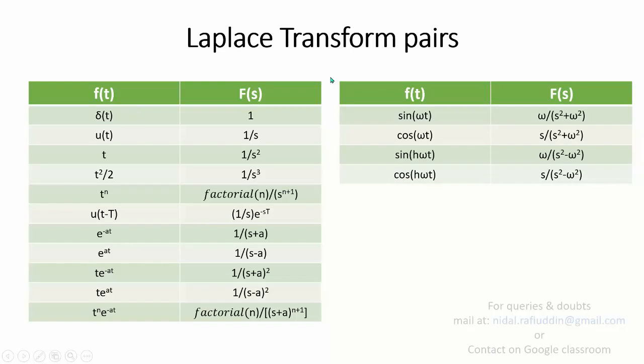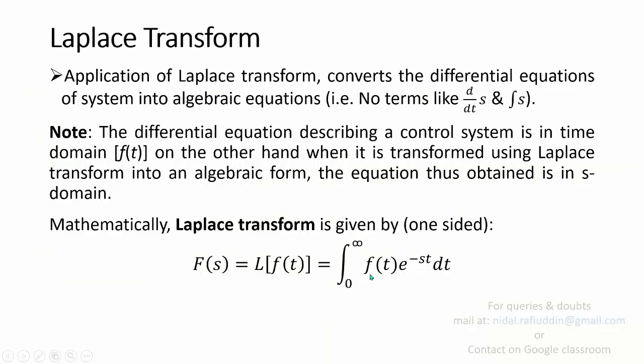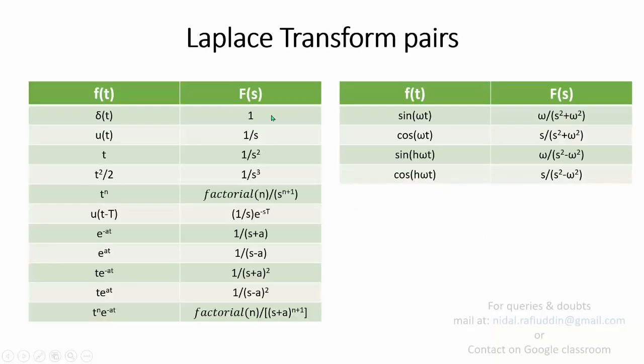So these are the Laplace transform pairs where you are going to find the Laplace transform of f(t). So suppose delta t is given to you. Delta t is something called the impulse function. If you feed this delta t over here, and you solve it from 0 to infinity delta t e raised to the power minus st, what you get is 1. So this is the Laplace transform of f(t). Likewise, if you feed u(t), you get Laplace transform F(s) as 1 by s. If you solve t, the Laplace transform is 1 upon s square.